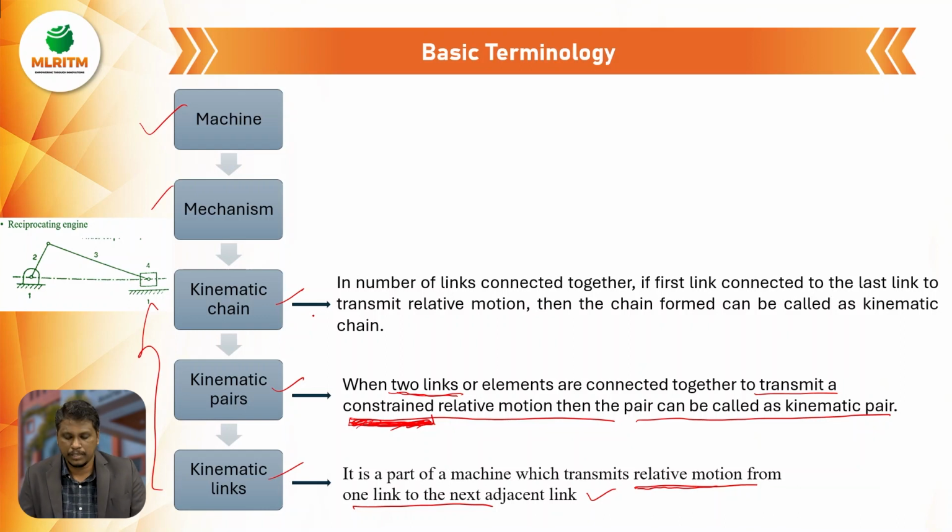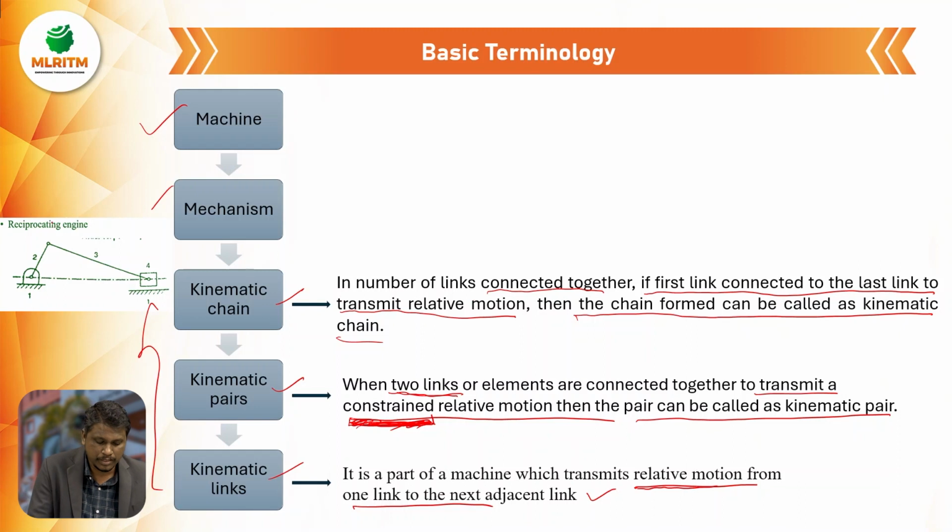So kinematic chain, one good definition is that it is a number of links connected together. If the first link is connected to the last link to transmit the relative motion, then the chain formed can be called a kinematic chain. What is meant by connected to the last link to transmit the relative motion? For that, you can see this example.